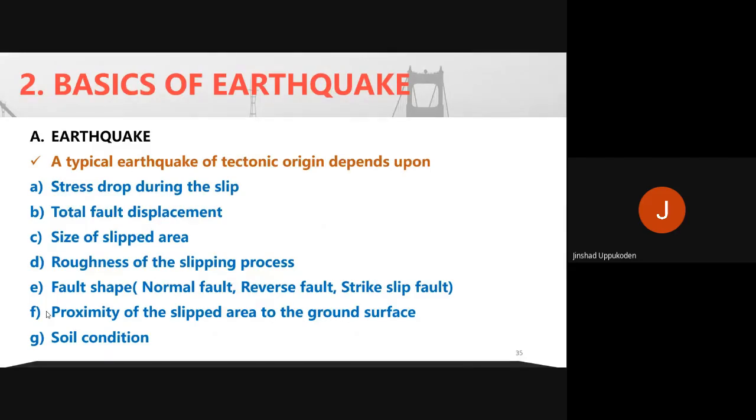What are the characteristics of an earthquake that has been occurring due to tectonic activity? Okay, if the corresponding tectonic activity is there, what are the characters that define an earthquake of tectonic origin? Okay, it depends upon the stress drop occurring during the slip, the total fault displacement, the size of slipped area, roughness, fault shape, proximity, soil condition. Both are the tectonic as well as faults.